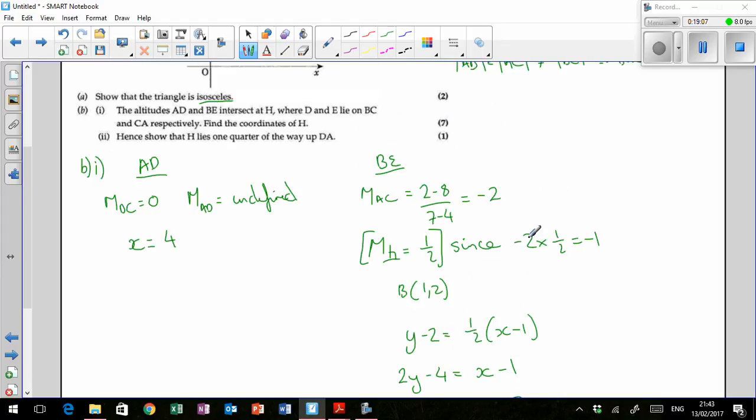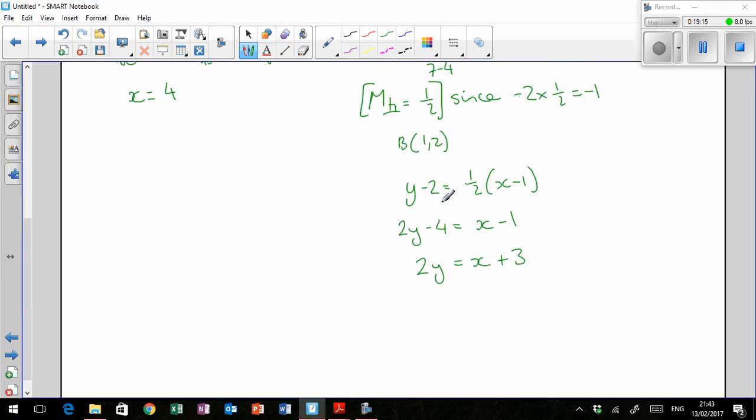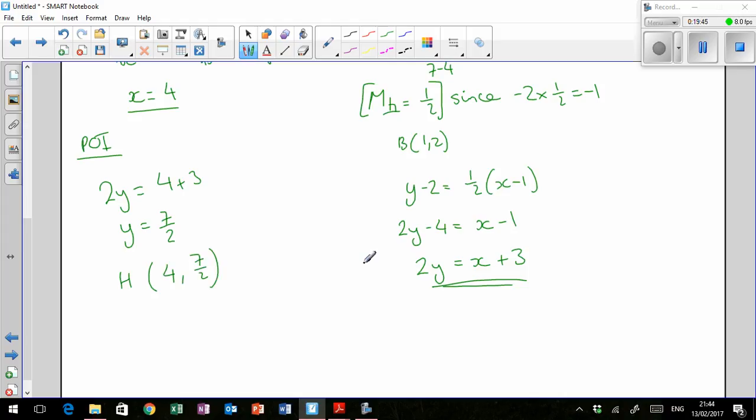And then it's asking for the coordinates of H, well, that's where these two lines intersect. So we've got two equations here, x is equal to 4 and 2y is equal to x plus 3. Simultaneously, well, we don't have y and y, but because x is 4, we're just going to substitute in. So the point of intersection is when x is 4, so 2y is equal to 4 plus 3. So 2y is equal to 7, so y is equal to 7 over 2. So H, that point of intersection, is (4, 7/2).